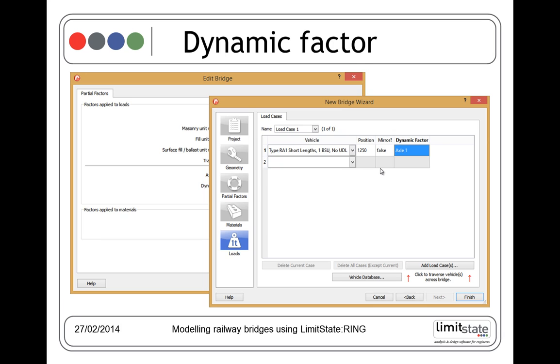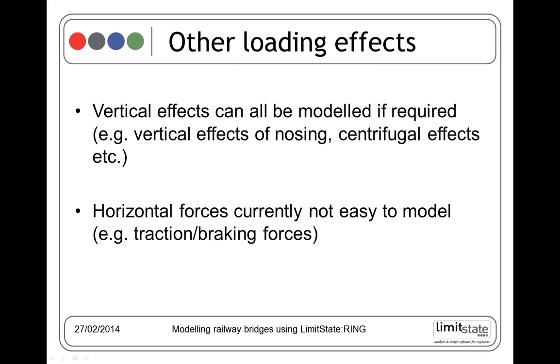In terms of other loading effects, things like vertical effects of nosing or centrifugal effects don't change the pattern of loading, so you can either describe those pre-analysis, or you can take account of those retrospectively by modifying the final output that you get from the software. On the other hand, horizontal forces are not currently easy to model using the software. So traction and braking forces, there simply isn't enough experimental and field data available to allow us to develop a coherent model of these for masonry arch bridges at the moment. Hopefully that's something that will change at some stage in the future.